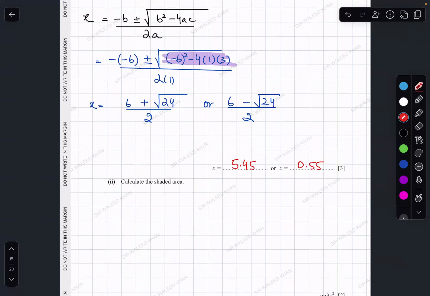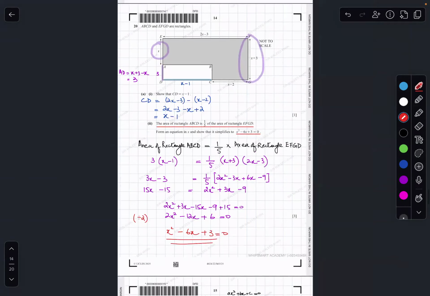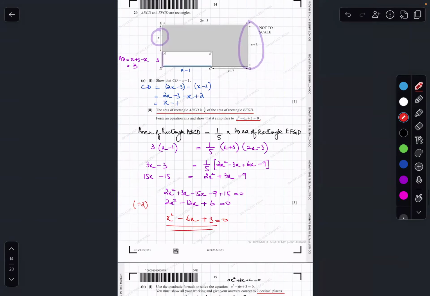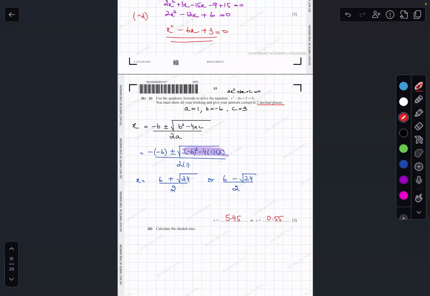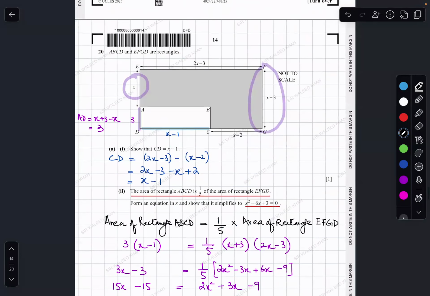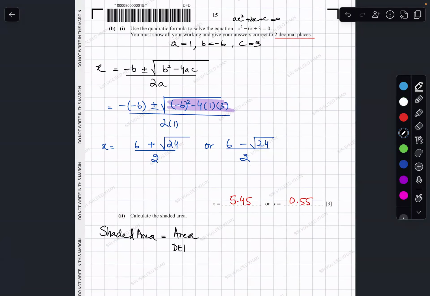Calculate the shaded area. Shaded area is a major part of the bigger rectangle, excluding the smaller. Okay, so shaded area is area of EFG, ED, DE, FG minus area of ABCD.